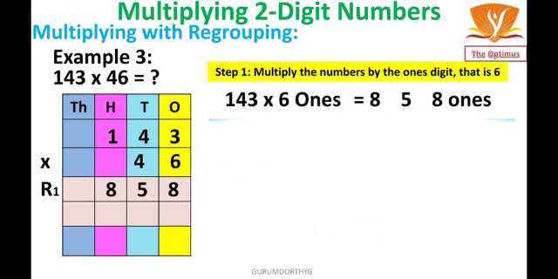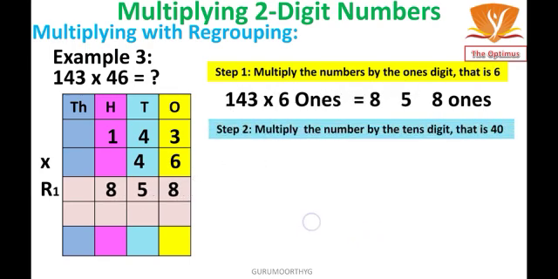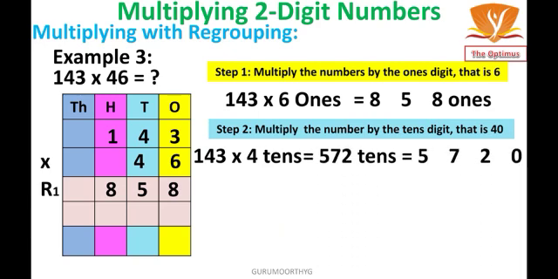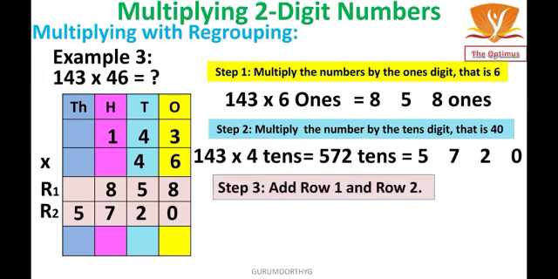Step 2, multiply the number by the tens digit, that is 40. 40 is nothing but 4 tens. 143 into 4 tens equal to 572 tens. 572 tens is nothing but 5720. In this 5720, I am going to write in row 2. Step 3, add row 1 and row 2. That means 858 plus 5720.